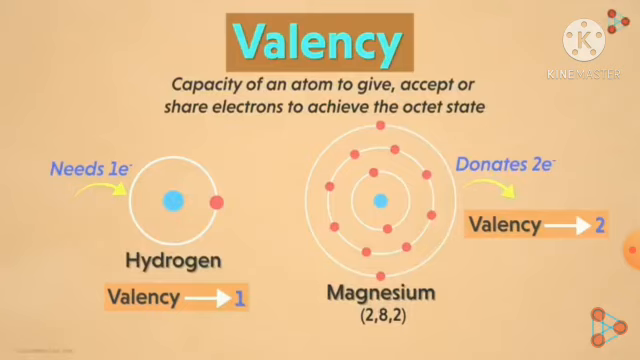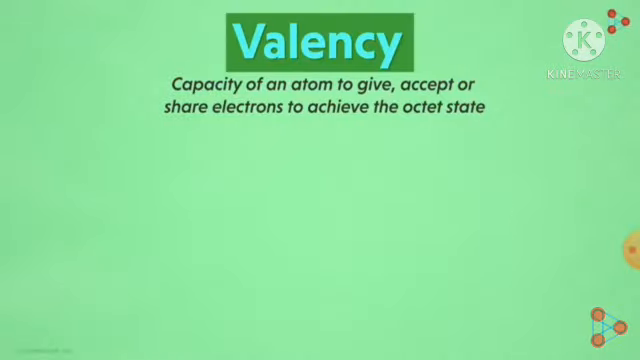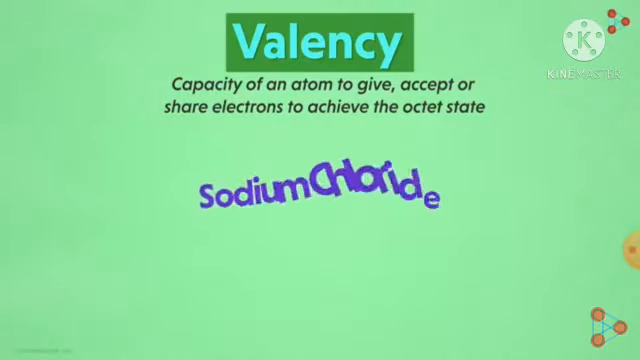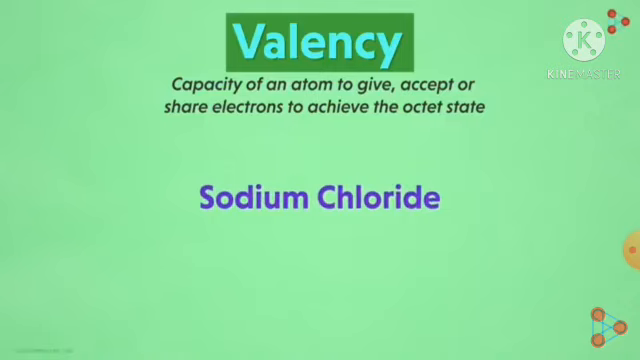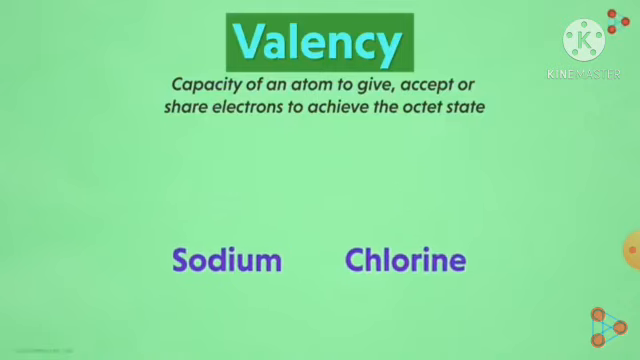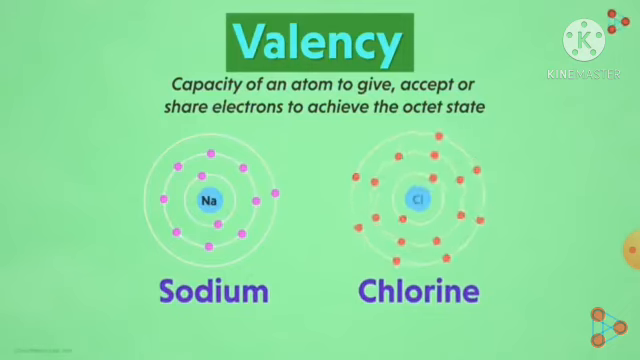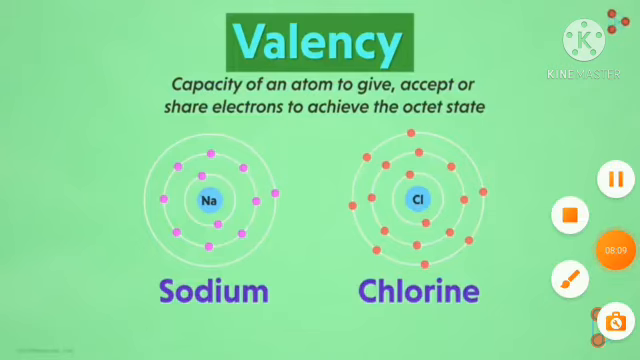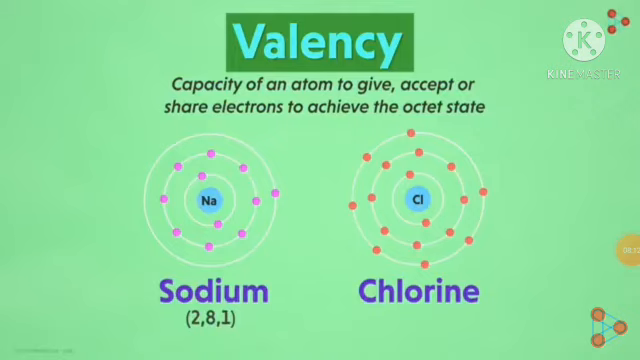That is how we calculate the valencies of various elements. Now, to understand the concept better, let's take an example of elements forming one compound. Maybe we can think of sodium chloride. For the formation of one molecule, we need one atom of sodium and one atom of chlorine. What are the valencies of each, by the way? Sodium has the electronic configuration 2, 8, 1, while chlorine has an electronic configuration 2, 8, 7.